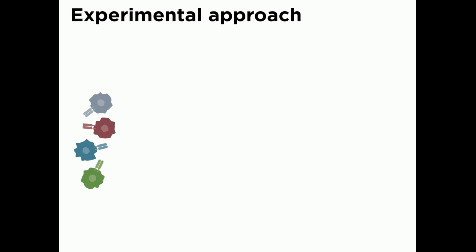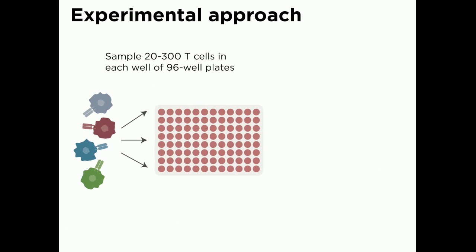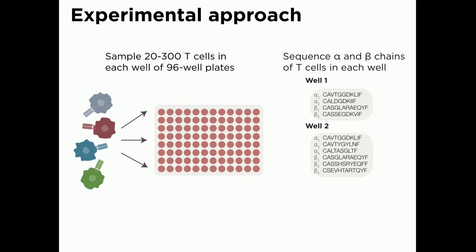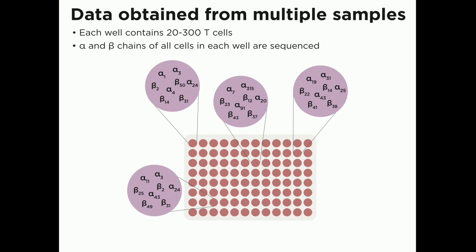So the experimental approach is we take a blood sample or tissue sample, get the T cells, sample 200 to 300 of them into wells of a 96 well plate, and then of the T cells found in each well, let's sequence the alphas and betas in those wells. So our data is a list of alpha and beta chains of the T cells in the wells. Right, so this is what our data looks like. If we look in each well, we have alphas and betas that we've sequenced.